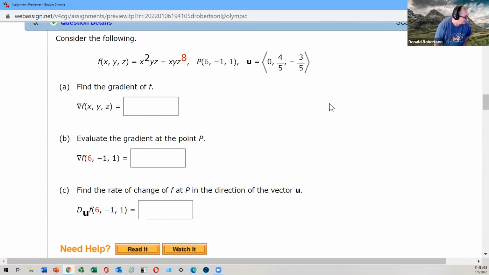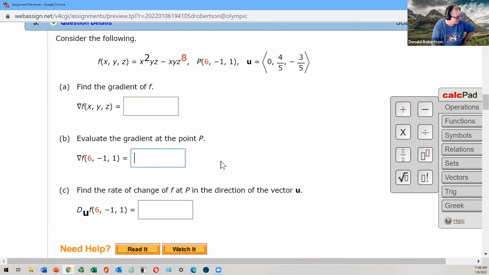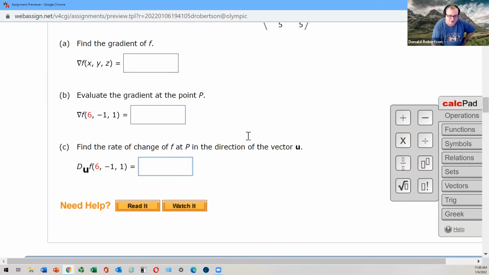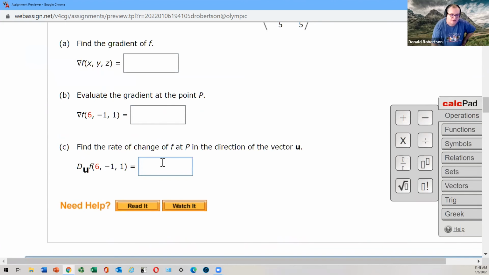Right, and you plug it together. I mean, they're really nice. Do you see they ask you for the gradient? They ask you for the value of the gradient, and then they go and ask you the answer. You would have to do those two guys anyway, wouldn't you, before you did this? So they're kind of just helping you.